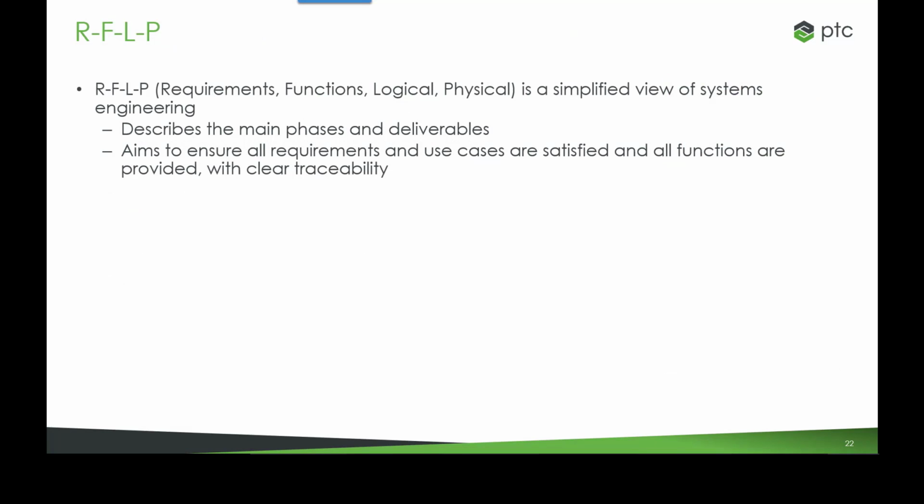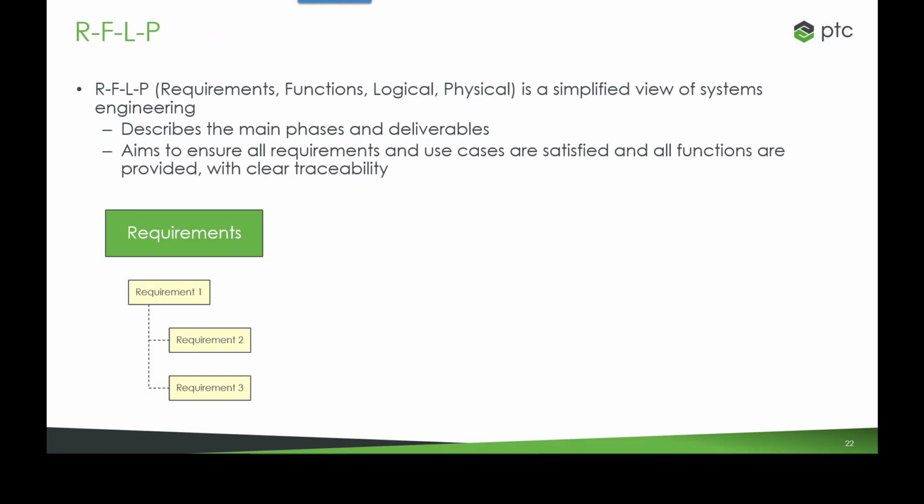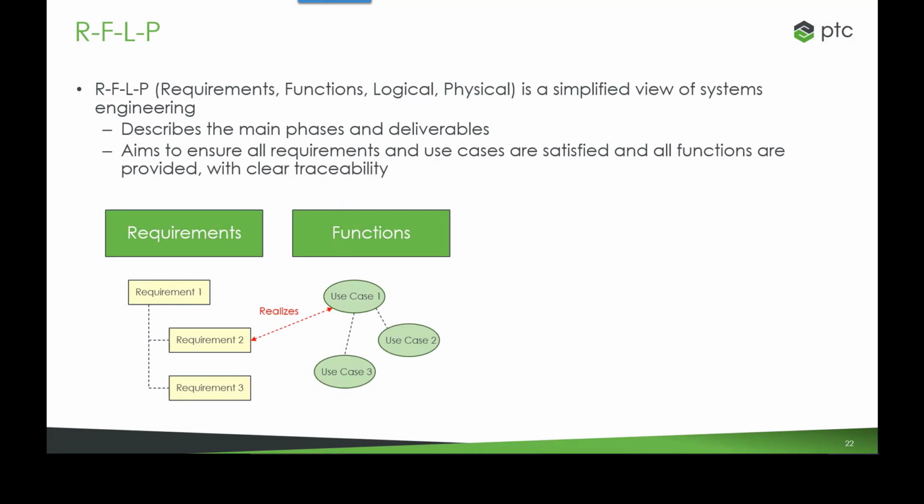Okay, so aside from those concepts, some others that are pretty well established in industry, the notion of RFLP. This is a simplified way of looking at systems engineering, showing the main phases and deliverables. And really, it's there to try and ensure all requirements and use cases are satisfied, all functions are provided, and then there's clear traceability. So we start with requirements, then we define functions, and the functions need to realize those requirements. Otherwise, why are we providing them?